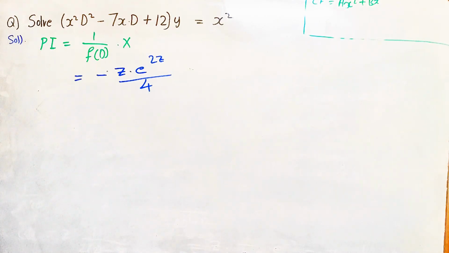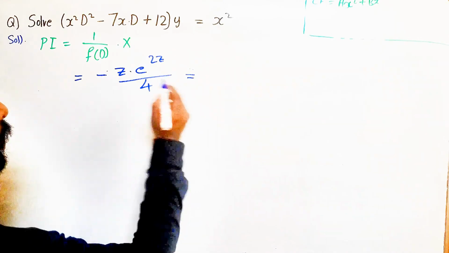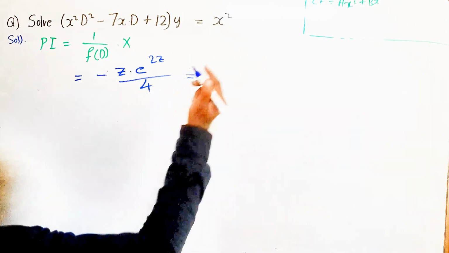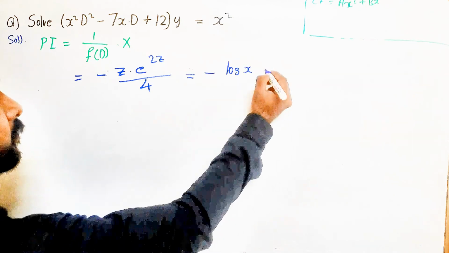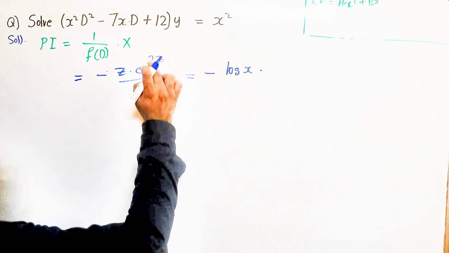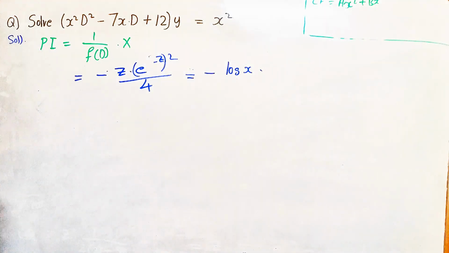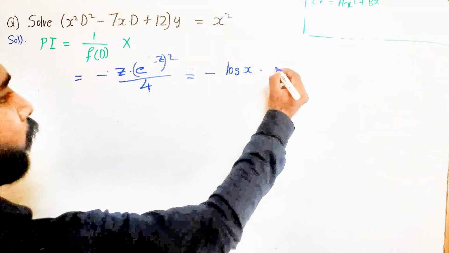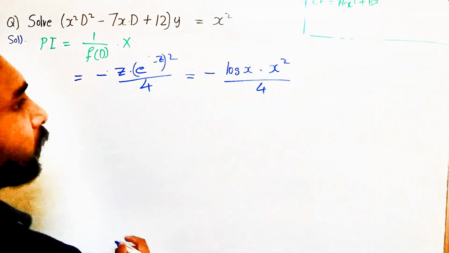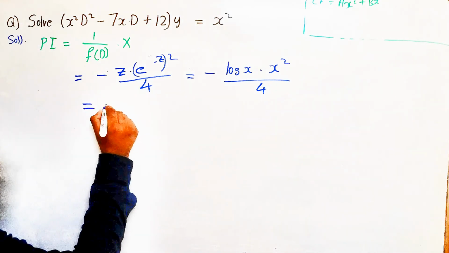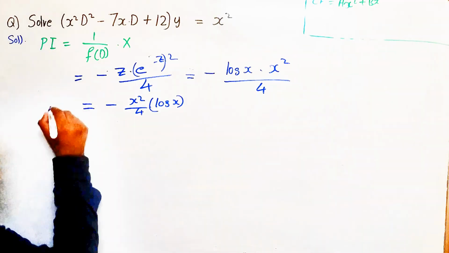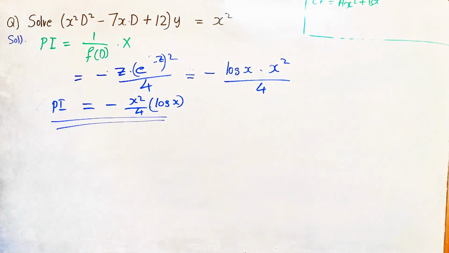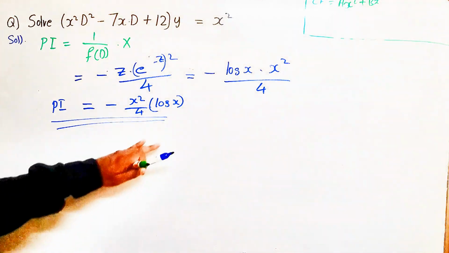Now it's time to replace these values by substitution, because we know z is equal to log x. So we have written in the beginning of the problem, we have to replace z by log x. So replacing z by log x into e to the power of z whole square. I can also write this as e to the power of z whole square, is it? And we know e to the power of z is equal to x. So log x into x square by 4. That is equal to minus x square by 4 into log x. Fine. So this is the final form of the particular integral after substituting the values. Now we have got the particular integral too.